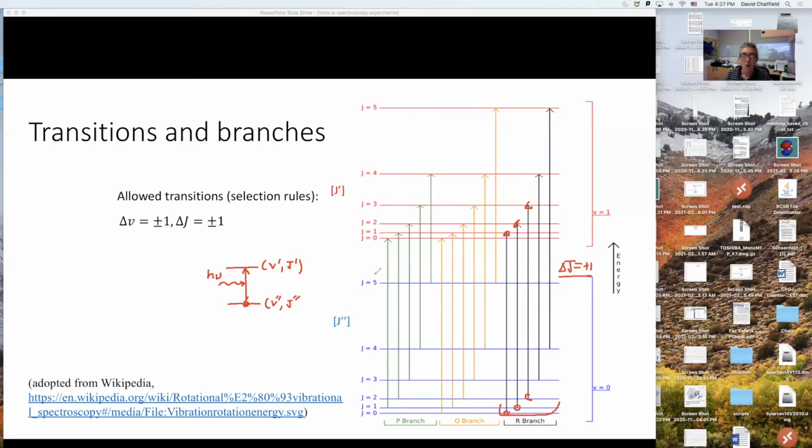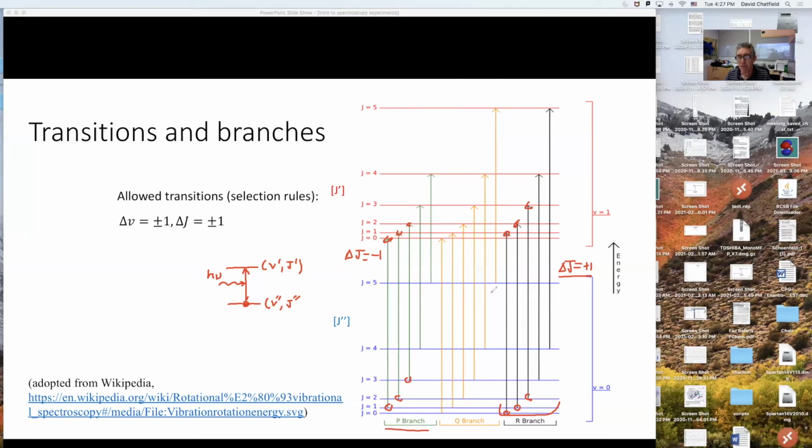Now over here in green, notice we're going from v equals 0, j equals 1, to v equals 1, j equals 0. So this is delta j equals negative 1. Here we have j equals 2 going up to j equals 1. Again, delta j equals negative 1, and so on, 3 to 2, etc. This delta j equals negative 1 branch we call the P branch. And in your spectrum, that's all you're going to see.